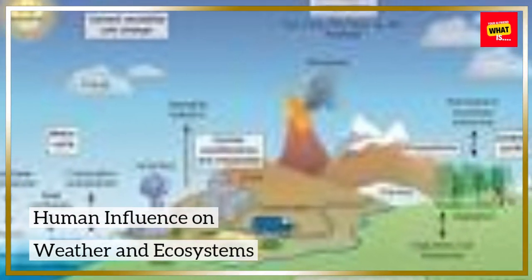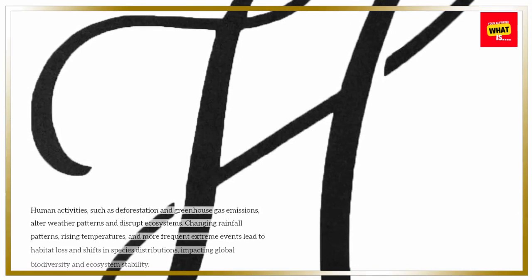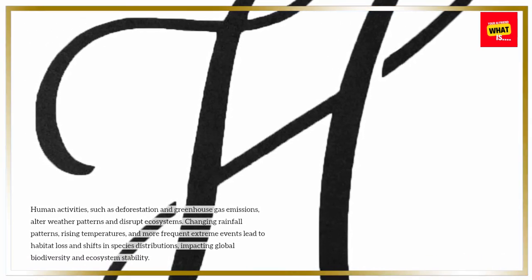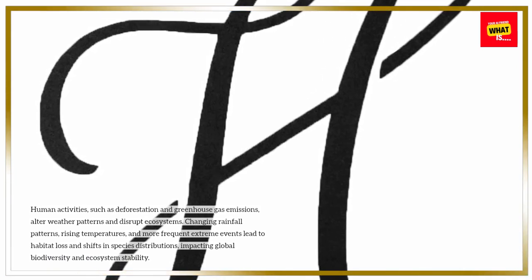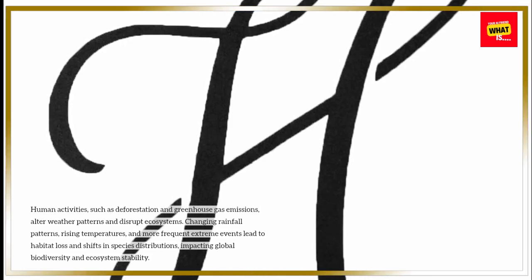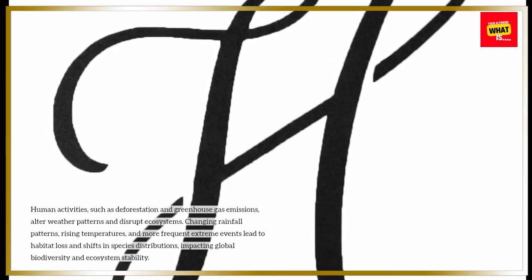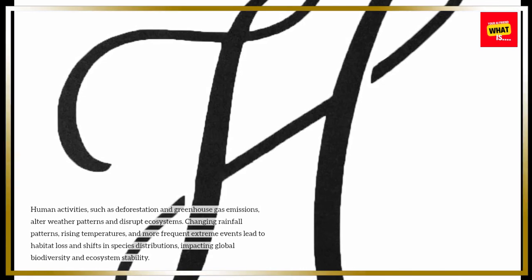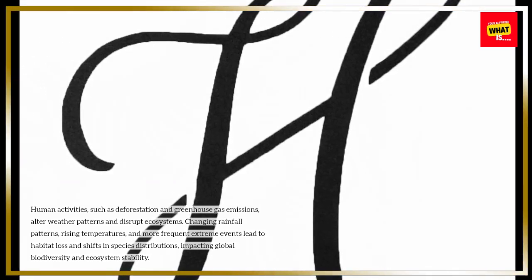Human influence on weather and ecosystems. Human activities, such as deforestation and greenhouse gas emissions, alter weather patterns and disrupt ecosystems. Changing rainfall patterns, rising temperatures, and more frequent extreme events lead to habitat loss and shifts in species distributions, impacting global biodiversity and ecosystem stability.